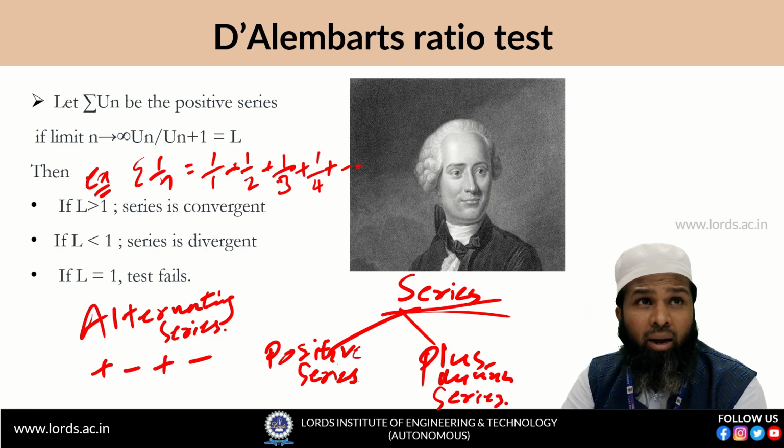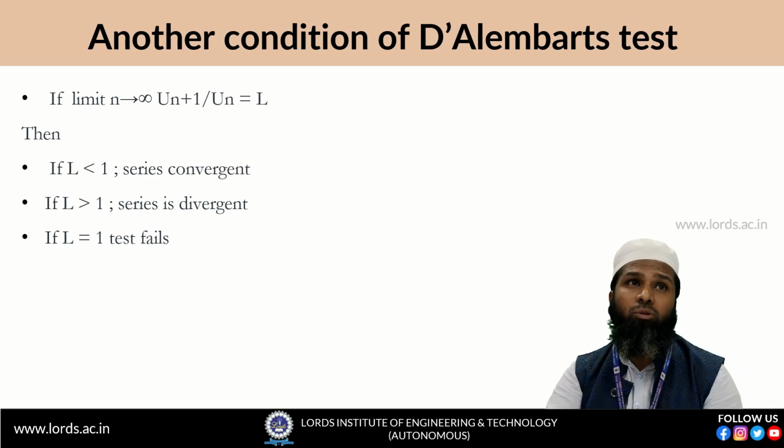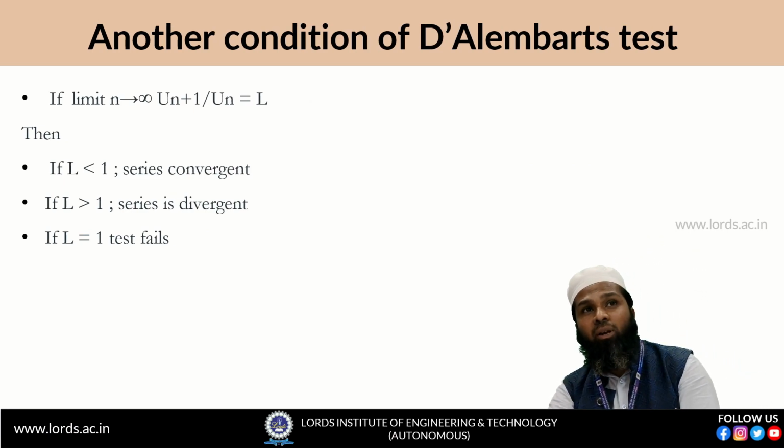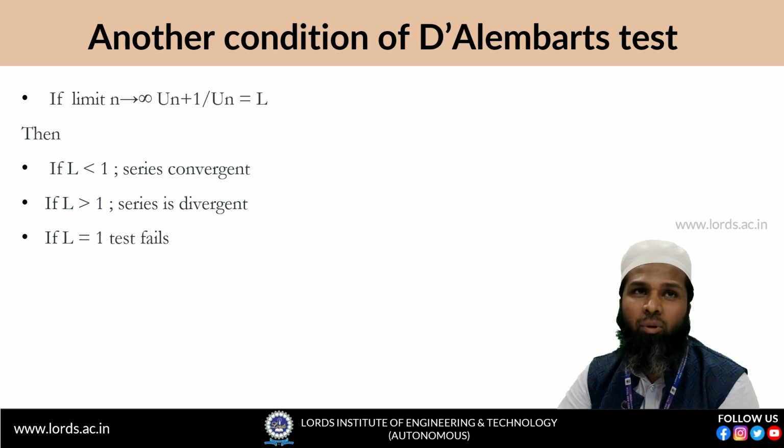And sometimes we can define it in that way also. Limit n tends to infinity, instead of taking un by un plus 1, we can put un plus 1 divided by un, the ratio also, and suppose that is equal to L.